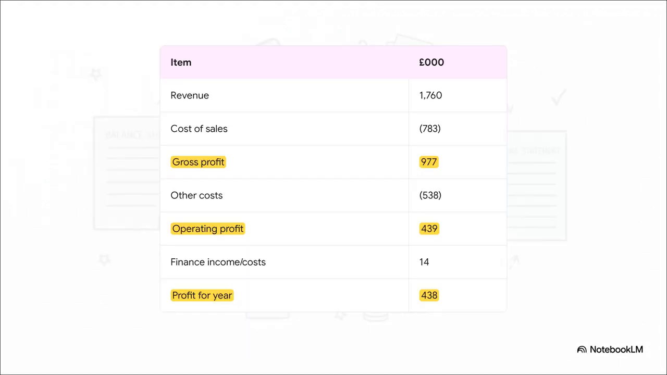And here it is, our finished profit story. We start right at the top with revenue. Then we subtract that cost of sales we just figured out to get our gross profit. From there, we take away other operating costs, like distribution and admin, to find the operating profit. And after a few final tweaks, we get to the bottom line, a profit of £438,000 for the year. See? We've just turned a chaotic list of numbers into a clear story of performance.